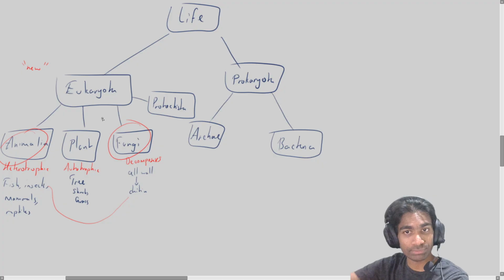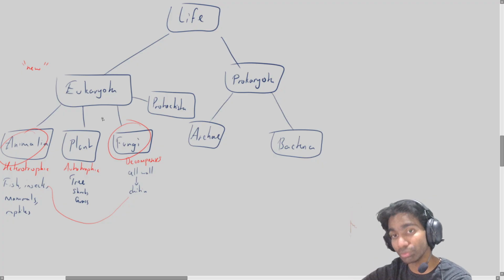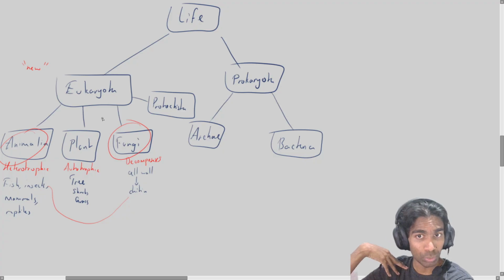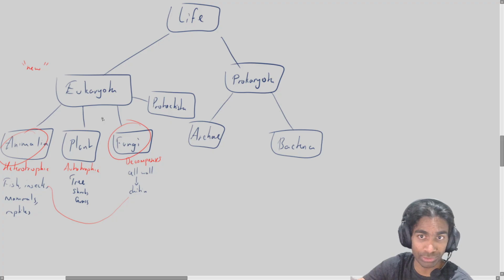So a lot of people think that fungi are more related towards plants. Really, they are actually close relatives to us, which seems weird, but that is the biology of it.